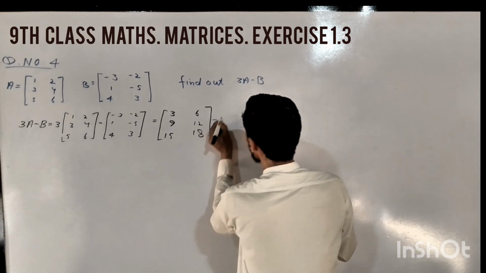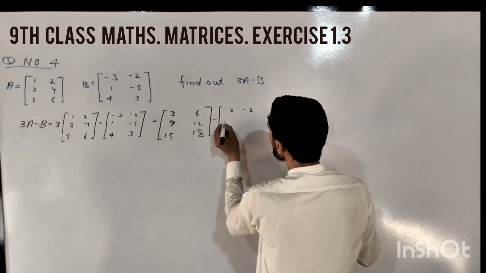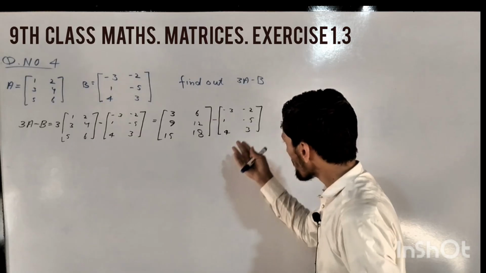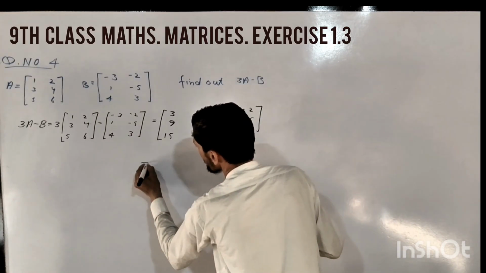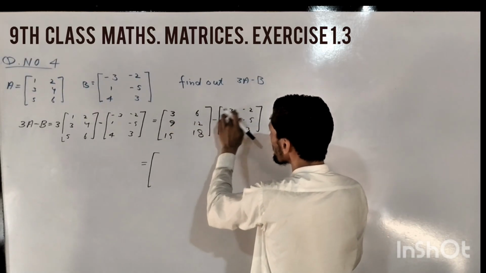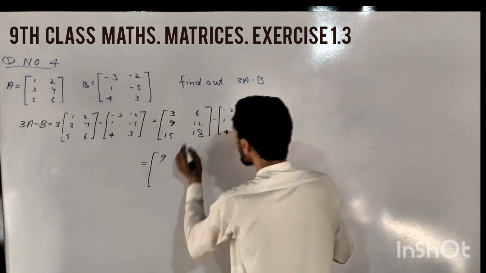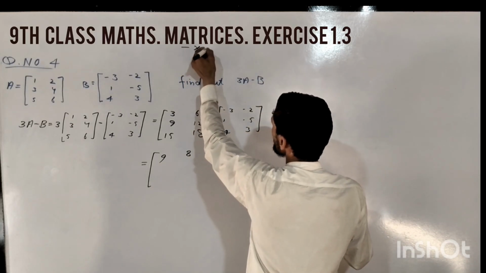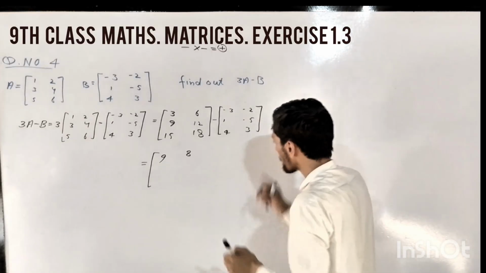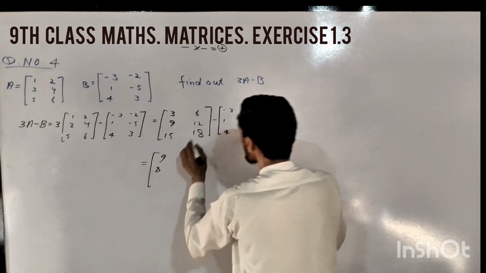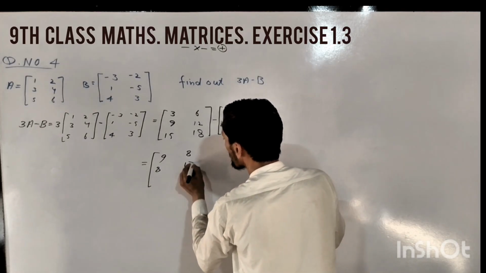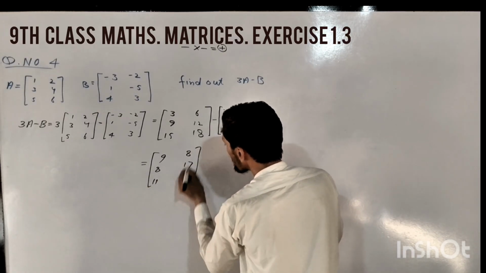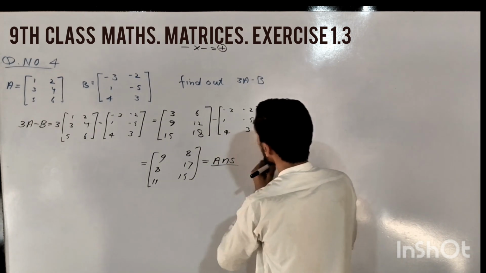For this side right here, minus. Write the elements of the matrix minus [-3 -2 1; -5 4 3]. Right, matrix B subtracted from matrix A. 3 minus minus 3 will be positive, and it will be equal to 9. 6 minus minus 2 will be equal to 8 in simple words, because minus times minus is equal to positive sign in addition. 9 minus 1 will be equal to 8. 12 minus minus 5 will be equal to 17. 15 minus 4 will be equal to 11. 18 minus 3 will be equal to 15. And this is the answer of 3A minus B.